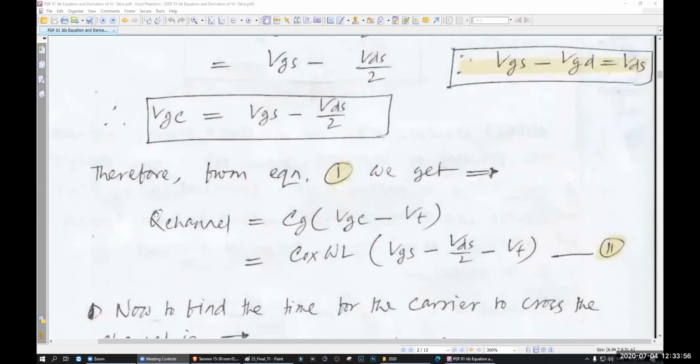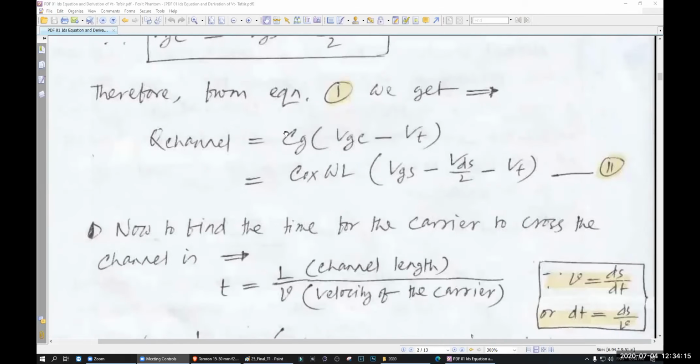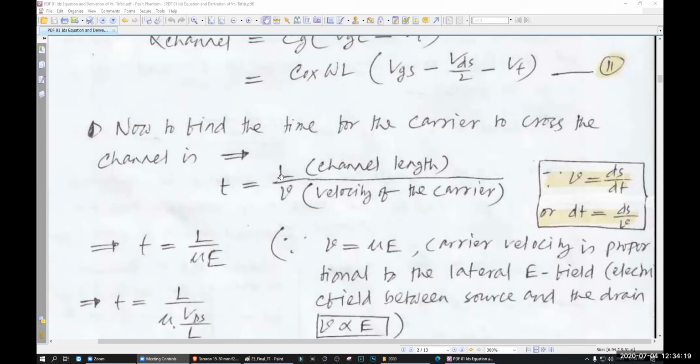Now that is the charge of the channel, not the current. Our goal is to find current, right? But we all know current is equal to charge divided by time. So let's find out the time, because charge is already completed. Time will be L by V.